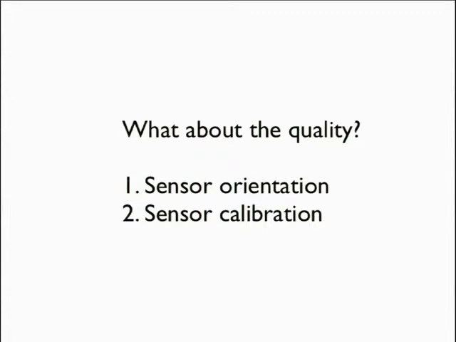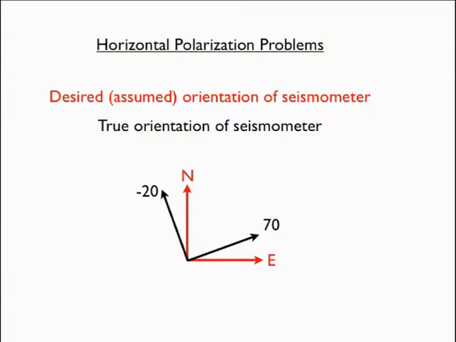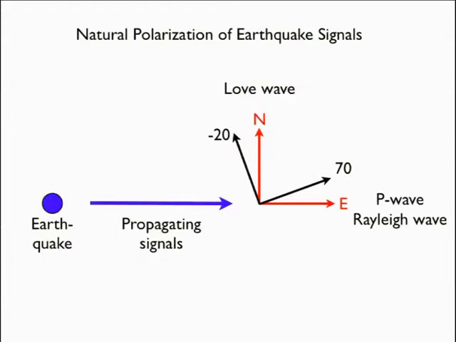Okay, I'm going to move on to some specific things about quality. And I want to address two things specifically for the TA: sensor orientation and sensor calibration. So sensor orientation is just how well do we know whether the horizontal components are oriented in the direction that we say they are oriented in. So we have a desired orientation and a true orientation. And we can determine that, of course, by measuring it in the field, and that's done when the station is installed. But we can also try to tease it out directly from observations. And that's what we have done.